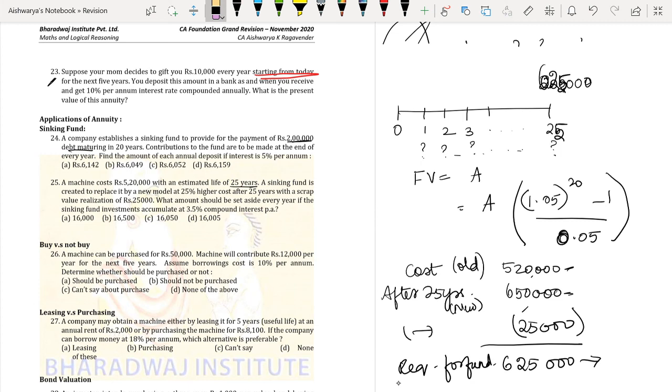Now let's go to the next type. Buy versus not buy. That is, should I buy an asset or should I not buy an asset? That is the case. Then whether leasing or purchasing, should I lease an asset or should I purchase an asset? These kind of concepts we will discuss next. Okay, read the 26th one, Archana.